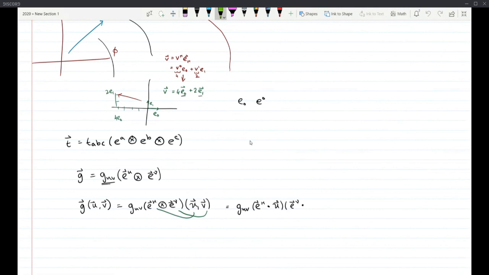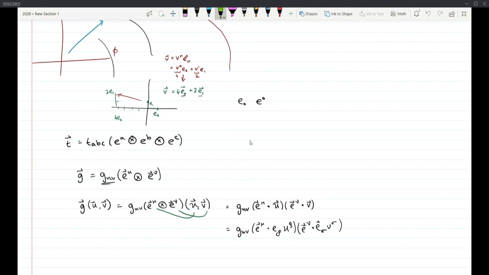Okay. And guess what this is? I'm going to simplify this further for you. So for E mu dot U, I can expand my vector U in terms of another basis, and I'm going to do it this way: E rho times U rho. V is already done. And similarly here, I have E nu dot E sigma V sigma.